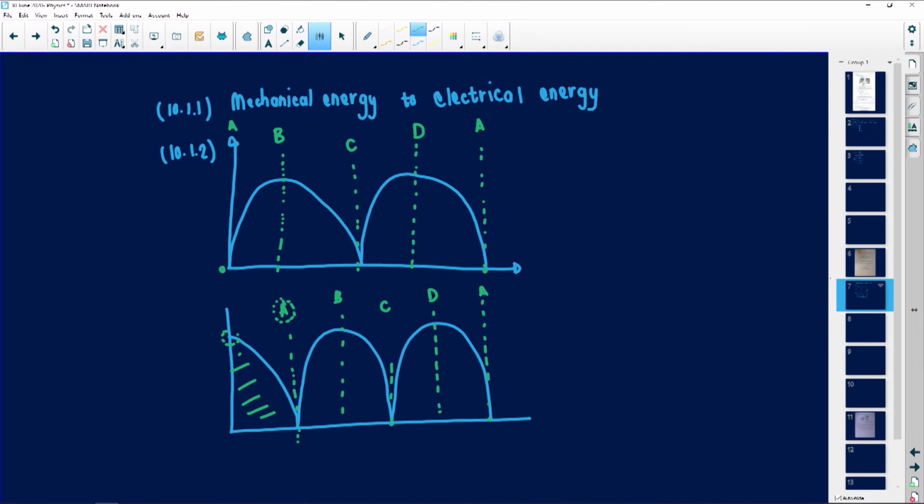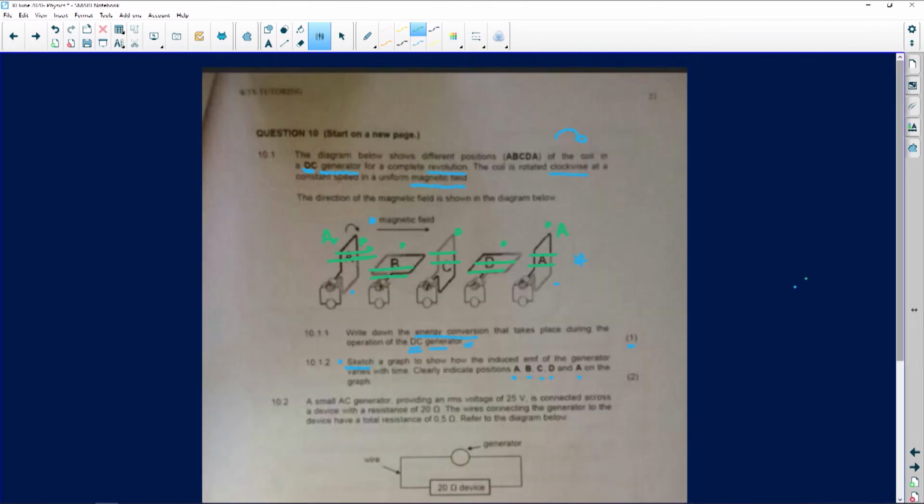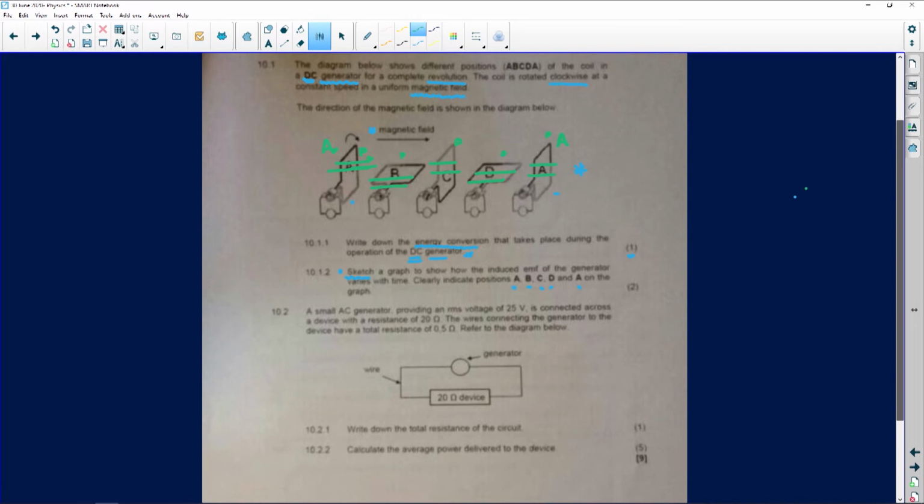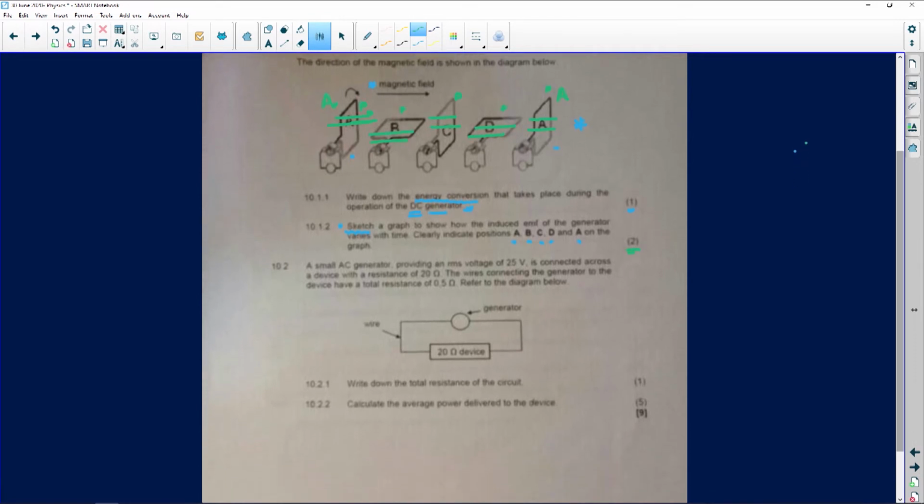So that was then 10.2.2. So now we've sketched it. Remember to use a sharp pencil and a ruler, and that was for 2 marks. And then we have a mathematical calculation. Now we have a small AC generator, meaning mechanical energy to electrical energy. That is the conversion for a generator, and providing an RMS voltage of 25 volts, which is connected across a device with a resistor of 20 ohms. The wire connecting the generator to the device has a total resistance of 0.5 ohms.